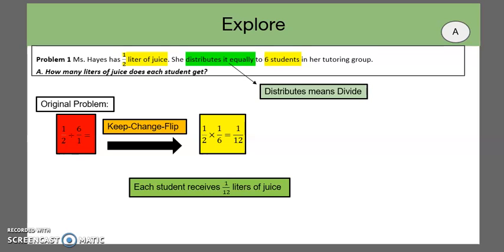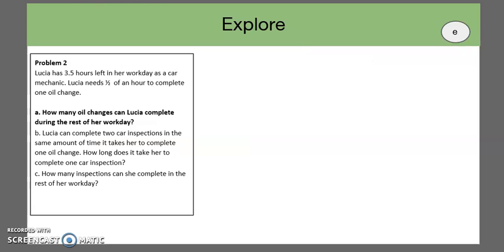Now we're going to get into another problem. Here we have a situation, and this problem has 3 steps. And the first problem, we want students to read the entirety of the problem. For this purposes, I'm just going to go straight into the first part of the problem. How many oil changes can Lucia complete during the rest of her workday?